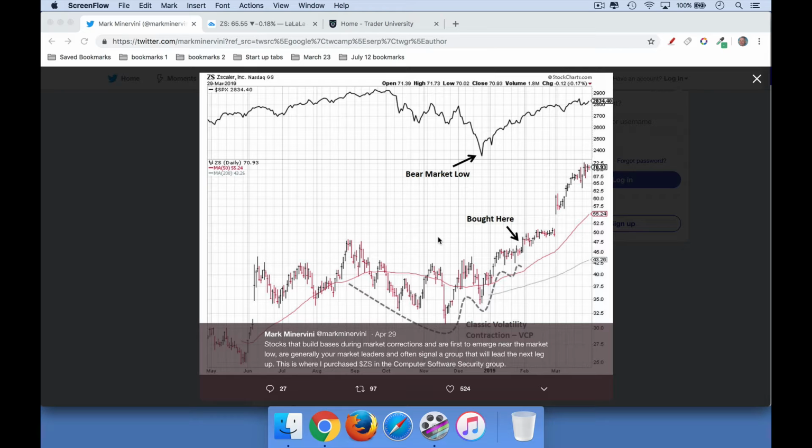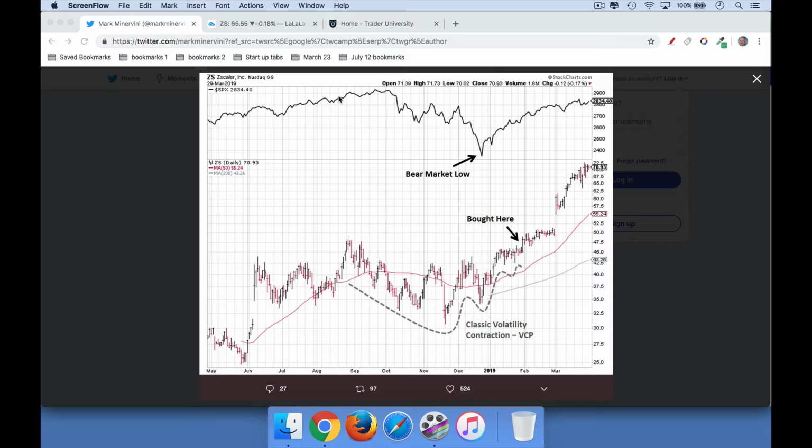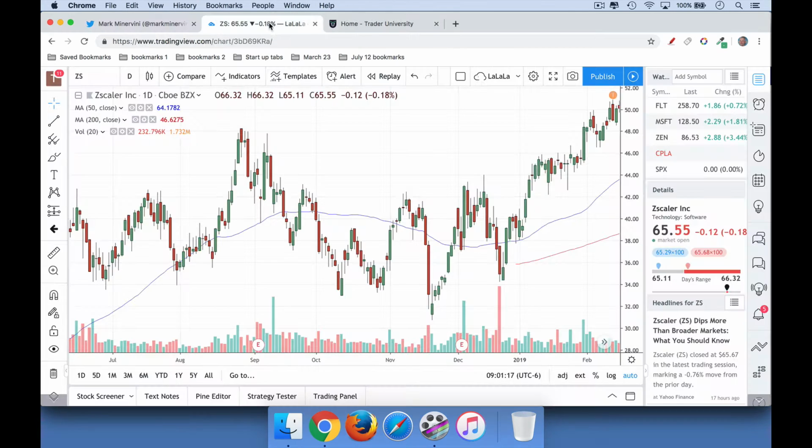Now, this normally occurs at the end of a market correction or a sell-off in a stock. So we're going to dig down into this chart and see what Mark's talking about. I think it's a useful pattern that I haven't talked about before. So this is Zscaler. The blue line is the 50-day moving average. The red line is the 200-day moving average. This is a relatively new IPO. It IPO'd last year. And then as the market sold off in the fourth quarter of last year, this stock also sold off. So we're going to look at how this pattern works.